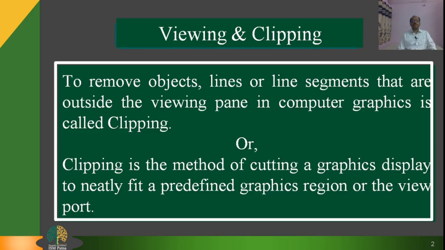So, here you will see, removing objects, lines or line segments that are outside the viewing pane in computer graphics is called clipping. This may be defined in other words: clipping is the method of cutting a graphics display to neatly fit a predefined graphics region or the viewport. So, this is the purpose of clipping. Now, we do clipping on our primitives like points, lines, etc. So, let us start.